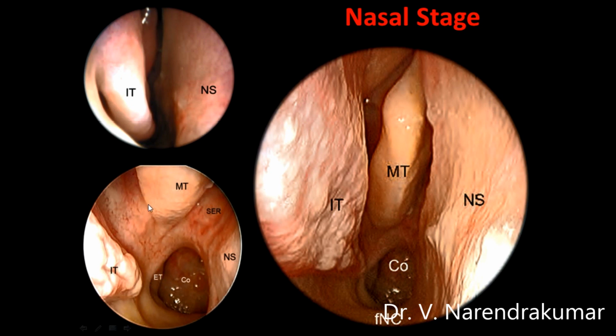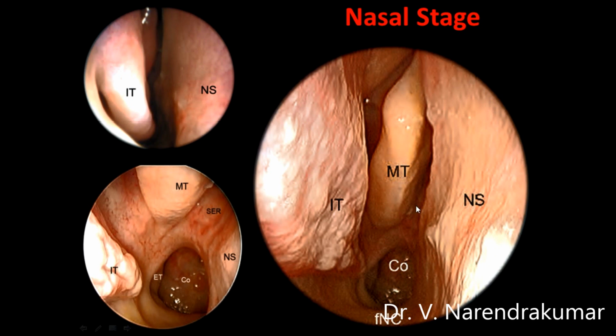You will see a glimpse of the middle turbinate. This is the posterior part of the nasal septum, and this is the sphenoethmoidal recess. So a little wider view shows the inferior turbinate, middle turbinate, the choana, the floor of the nasal cavity, and this is the nasal septum, where we harvest the Hadad flap from this area.